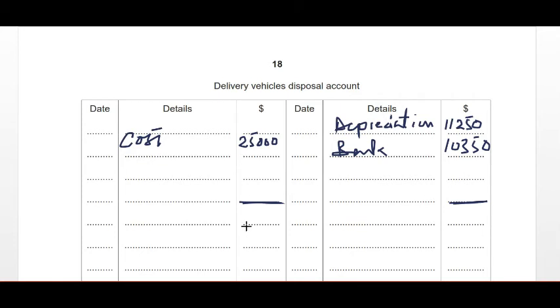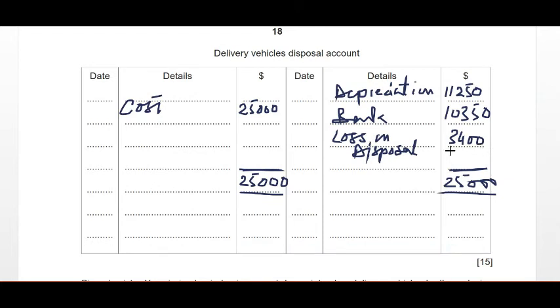Now, once this is done, you need to total up the larger side. So, we can see that this is the larger side adding up to 25,000. The same amount goes here, 25,000, and we deduct the difference. So, 25,000 minus 11,250 minus 10,350, that will give us 3,400. Now, this 3,400 is the loss on disposal of your asset. So, there is a loss on disposal of 3,400.